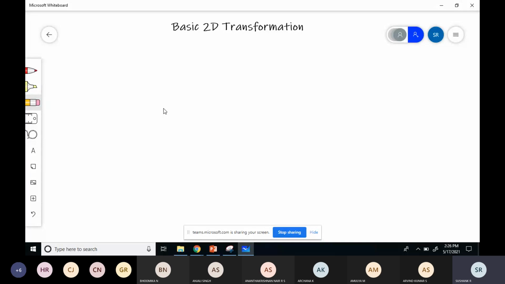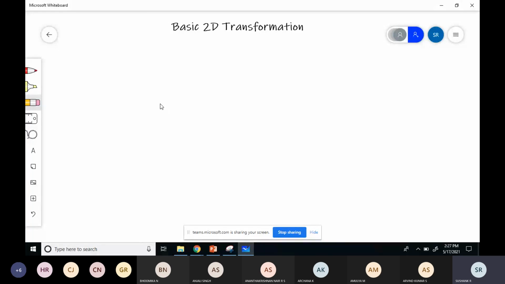Today we'll be talking about 2D transformations that are there in computer graphics. So the first point is, what do you mean by transformation? What do you mean by two-dimensional transformation?